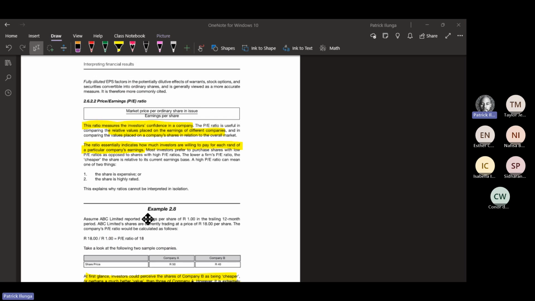Okay, but it's quite clear there. The PE ratio is useful in comparing the relative values placed on the earnings of different companies. These companies are earning, but we want to compare relative to other companies. So in comparing the values placed on companies' shares in relation to the overall market, it is a very good indicator of how a company is performing. Is this company performing well? Does it have investors' confidence or not?